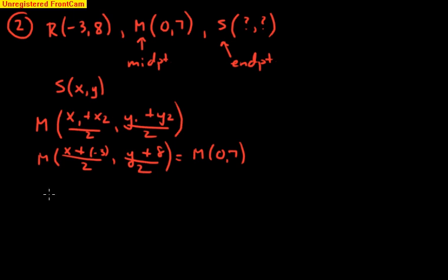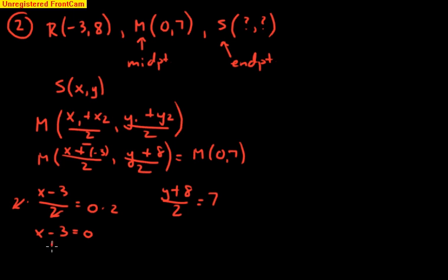So what does that mean? That means x plus -3, x minus 3 over 2 is equal to 0, and y plus 8 over 2 is equal to 7. And we're going to solve this. Remember, first thing you do is multiply by 2 to get rid of that denominator. This cancels. x minus 3 equals 0, and we'll add 3 to both sides. x equals 3.